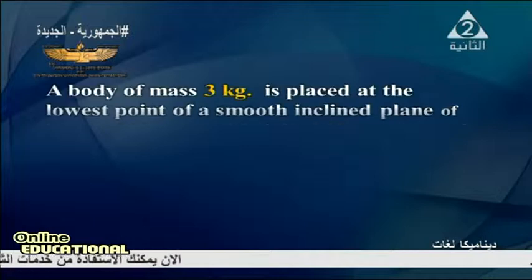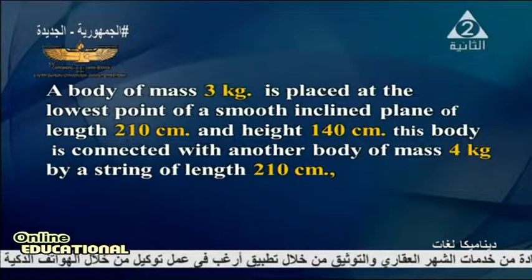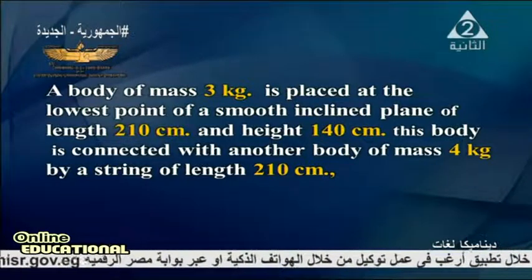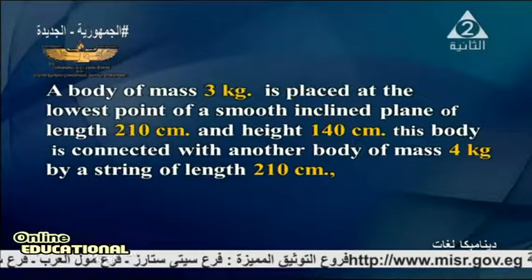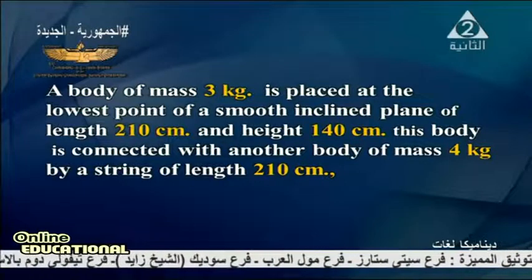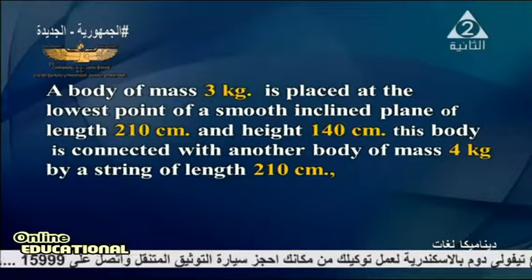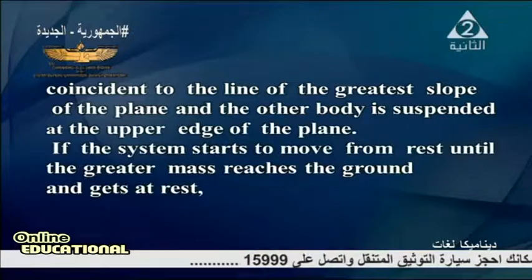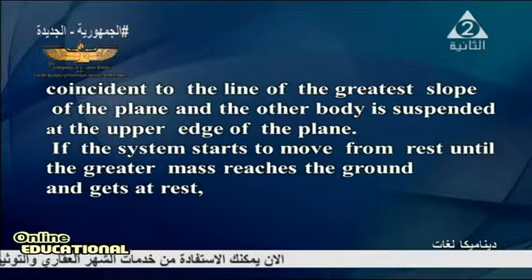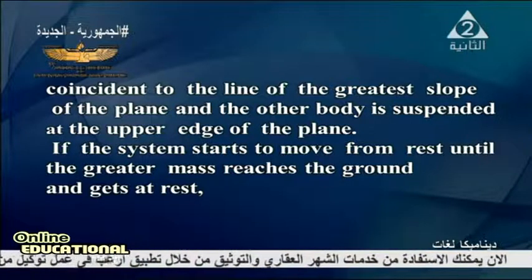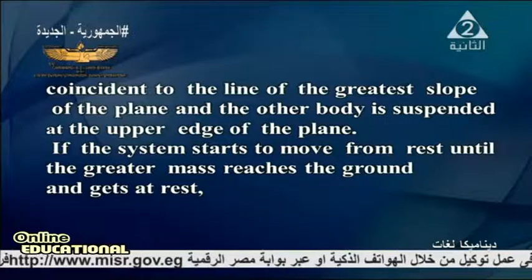Another example. A body of mass 3 kg is placed at the lowest point of a smooth inclined plane of length 210 cm and height 140 cm. This body is connected with another body of mass 4 kg by a string of length 210 cm. The string coincides with the line of greatest slope of the plane and the other end is suspended at the upper edge of the plane. If the system starts to move from rest until the greatest mass reaches the ground and comes to rest.